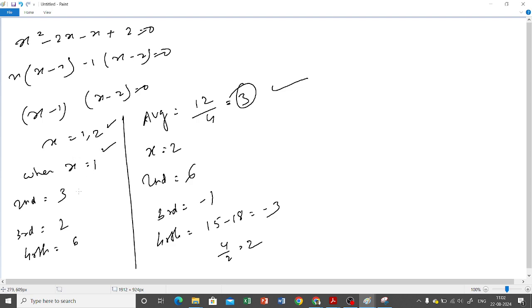Now when I take x equals 1, I find out the four numbers, and then the average is 3. If I take x equals 2, I again find out the other three numbers, but here I get the average as 2. 2 is not an option, so 3 is the right answer.